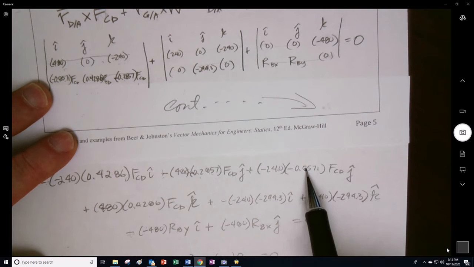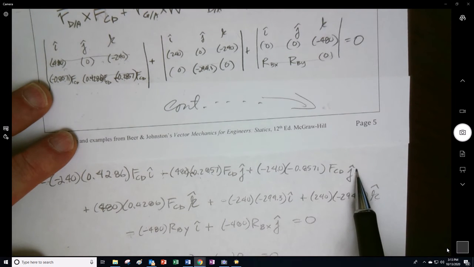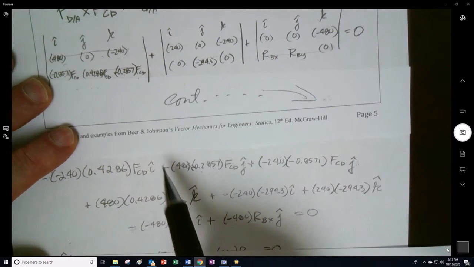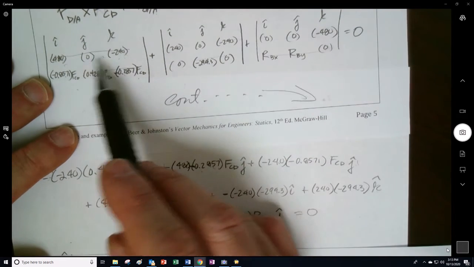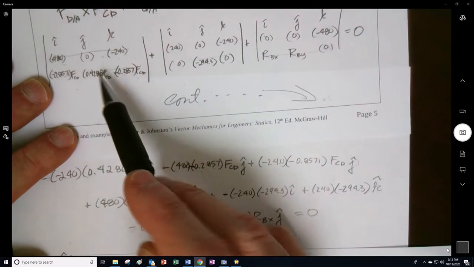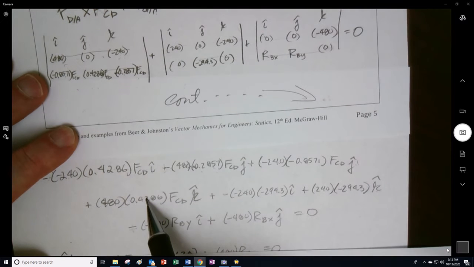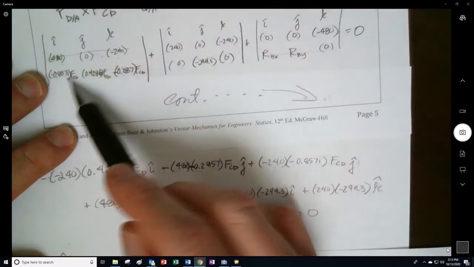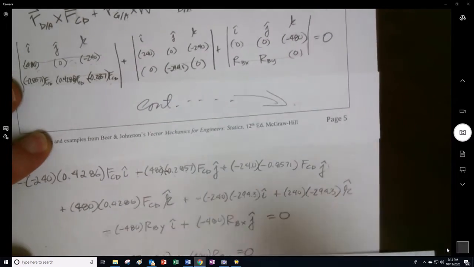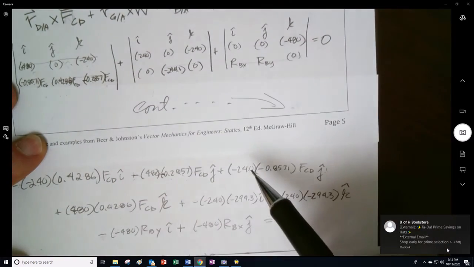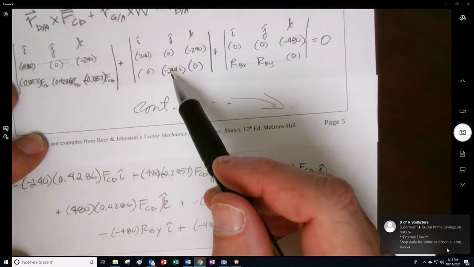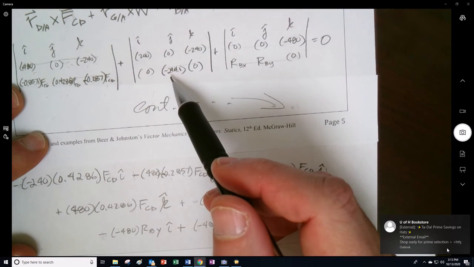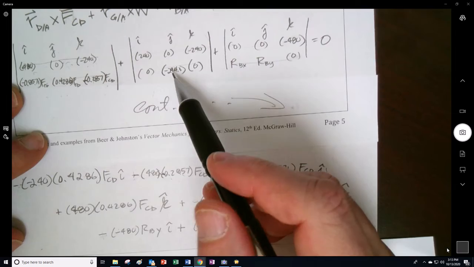or that one times that one, FCD, that's J, right? And then coming down to the K, we have this one times this one, right? That one times that one, times K, and fortunately that one's 0. Okay, so now we want to move on to the next one.